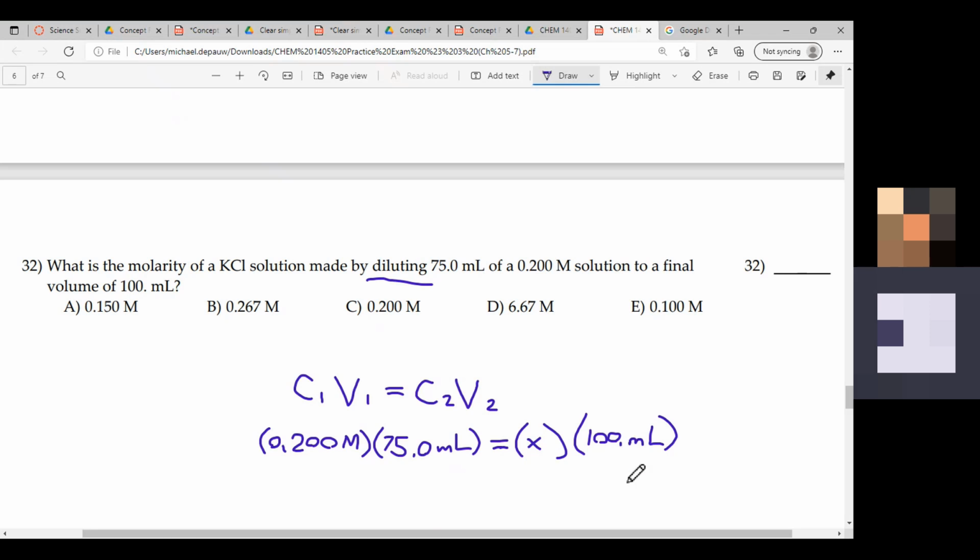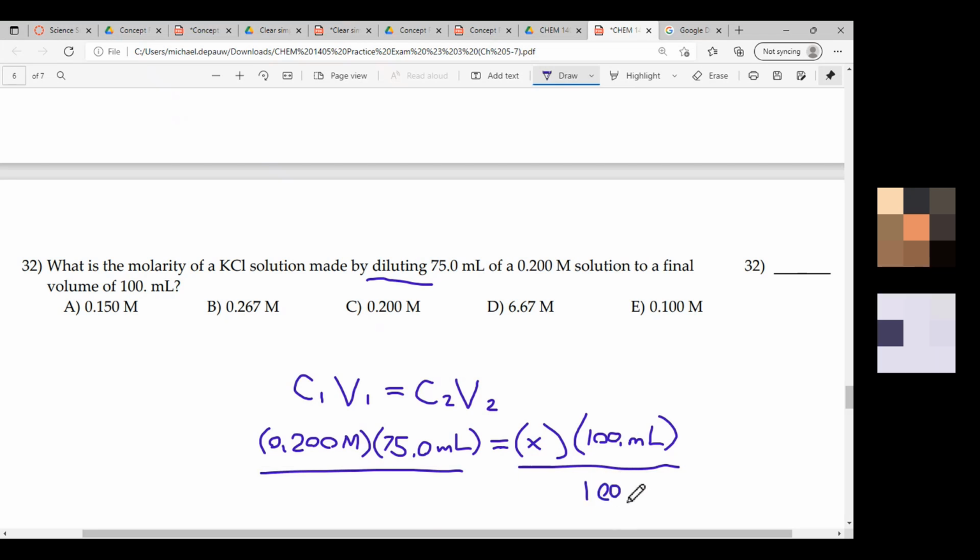It has a dot here, so it's 3 sig figs. So then all I have to do is solve for X, divide both sides by 100, and what do I get? 0.15.